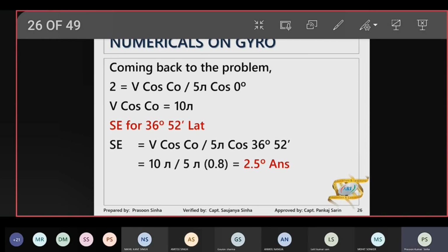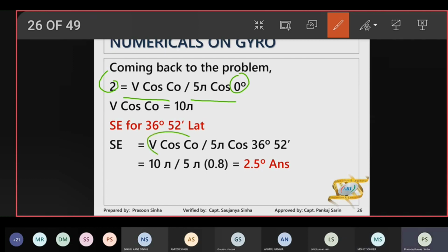So what we have done here is 2 degree SE, which we have already been given. V cos course by 5 pi cos latitude, on the equator, so 0 degree. So we got the value of V cos course from here, did you get it or not? V cos course is equal to 10 pi. Okay. Yes. Now in the next situation, again SE.